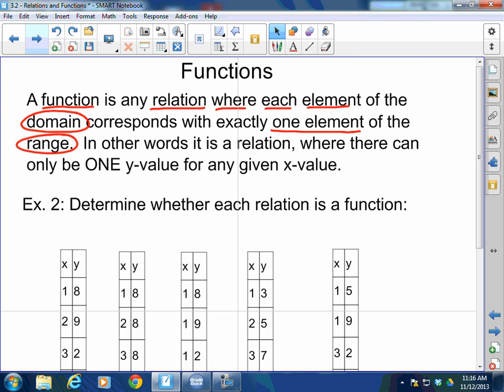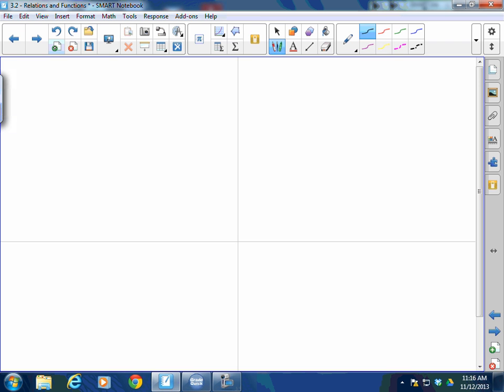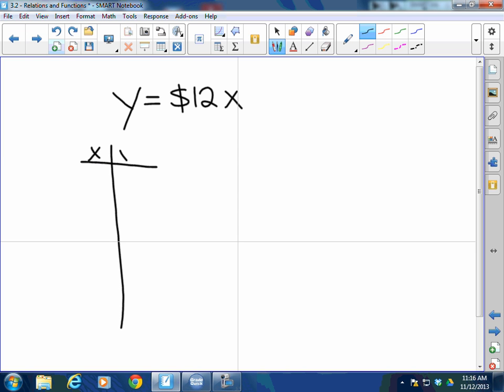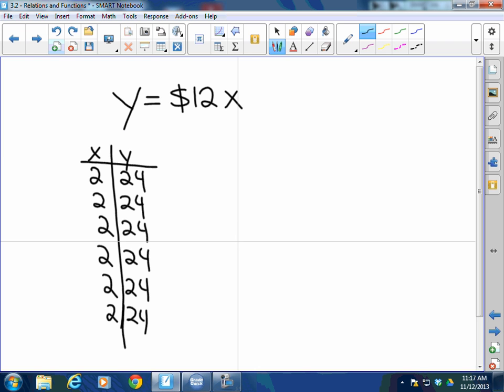Before I explain how it works here, let me show you a real life example. When you go to the movies, roughly it's about $12 per ticket, right? This is a function, and I'll tell you why. If I go in and buy two tickets, I pay $24. And if you buy two tickets, it's $24. And if your friend, your girlfriend, my mom, my dad, or my sister buys two tickets, it's 24. Do you see how I have the same Y value for the same X value?